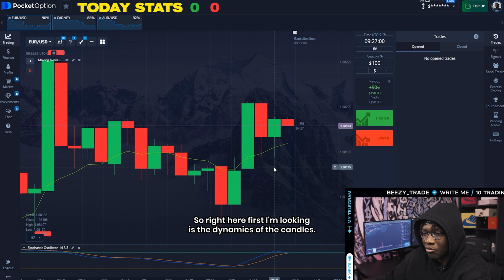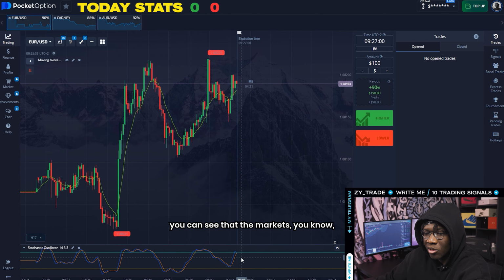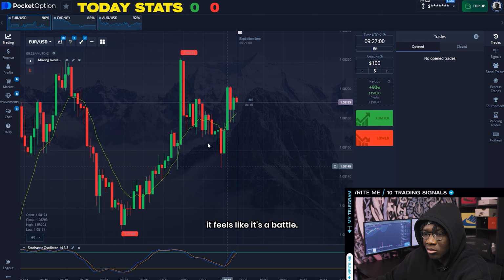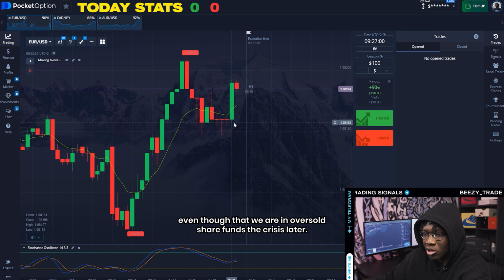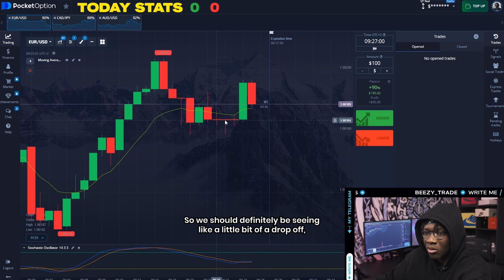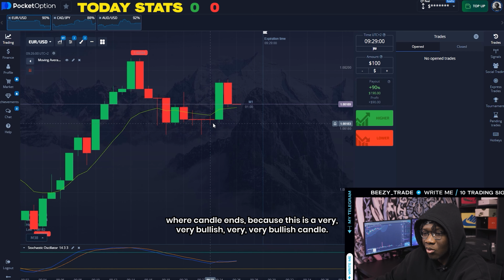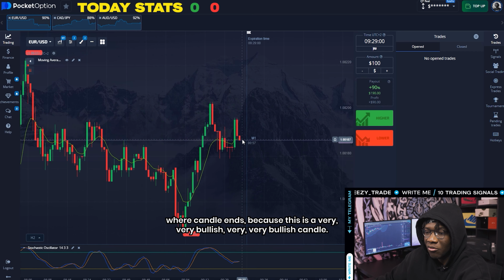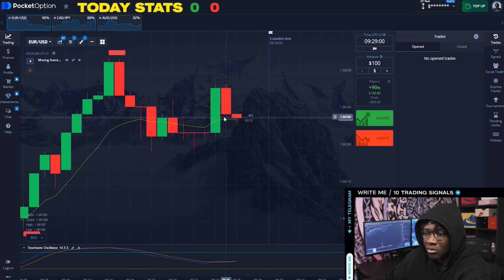So right here, the first thing I'm looking at is the dynamics of the candles. We can see that the market feels like it's a battle. We don't see any clear decisions. Even though we are in oversold here, we should definitely be seeing a little bit of a drop off. But also looking at the strength of the candle and seeing where a candle ends, because this is a very bullish candle. And you can see right before that, we see just 3 shooting stars.